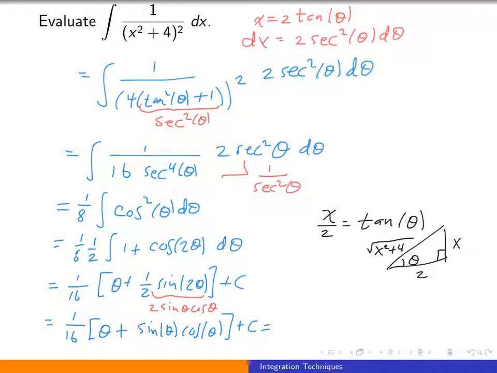So let's just put everything back in terms of that variable x. So theta is arctan of x over 2. Sine of theta is going to be x over the square root of x squared plus 4. And cosine theta is going to be 2 over the square root of x squared plus 4. And this is all plus a constant c.